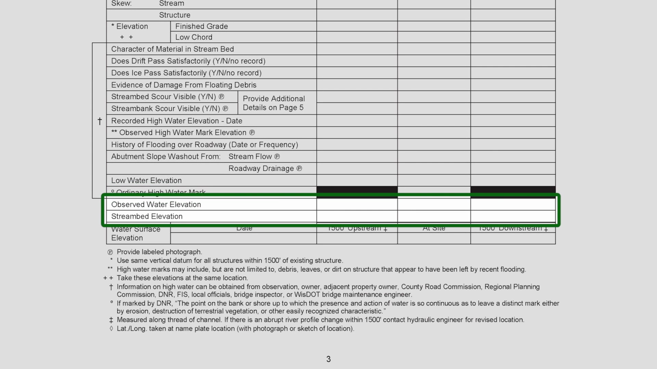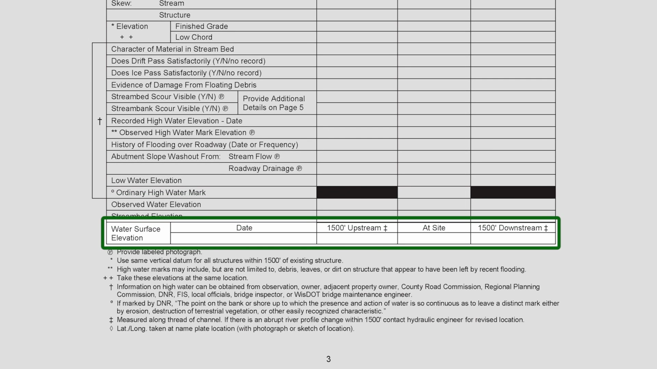The observed water surface and stream bed elevations should be collected in the channel near the structure at the site as well as upstream and downstream. These two elevations should be taken at the same location. Do not collect survey downstream of the mouth of the subject stream. Elevations should be taken on the same day, with date of survey provided. If elevations are collected over multiple days, please provide all recorded elevations and their corresponding dates.